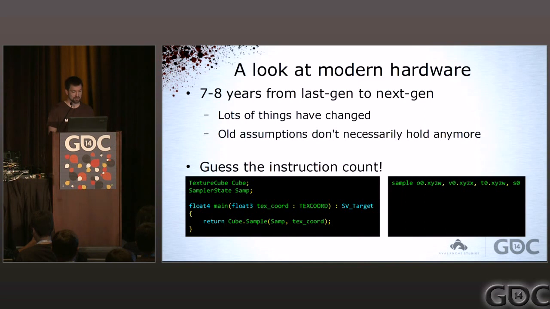So let's look a little bit at what happened to modern hardware in the last 7 or 8 years since the last generation of consoles. Obviously, a lot of things have changed, so all the assumptions don't really hold true anymore. If you just look at this very simple shader here, it's just taking a texture coordinate as input, sampling a cube map, and returning the result. For reference, the D3D bytecode is on the side there. At least as far as Direct3D bytecode is concerned, it's still a single instruction.